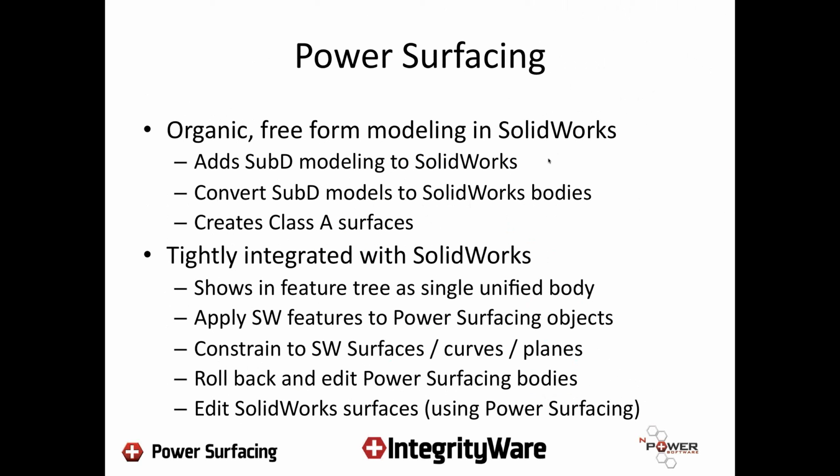And like all other SolidWorks features, you can apply SolidWorks features to power surfacing objects. You can also constrain to SolidWorks surfaces, curves, and planes, just like you can with normal SolidWorks objects. And you can roll back at any time and edit those power surfacing bodies just by clicking on it in the history tree like you do normal features. And you can even edit SolidWorks surfaces as if they were power surfacing objects.